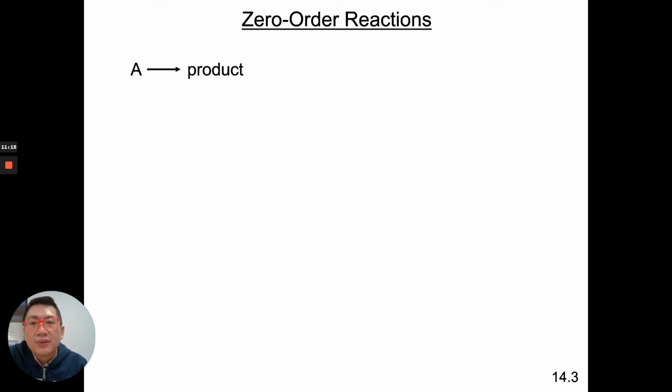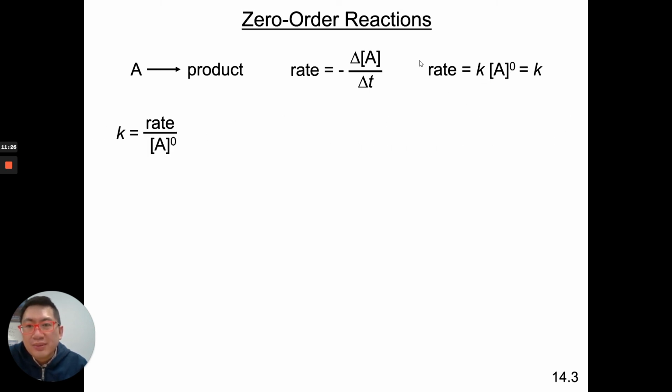What if it's a zero order reaction? Zero order means to the 0 power, and anything to the 0 power is 1. Rate is equal to K, so K is equal to rate divided by A to the zero, which is just 1. So the units for K are just molars per second. So in a zero order reaction, the units are molars per second. This is rate is K.